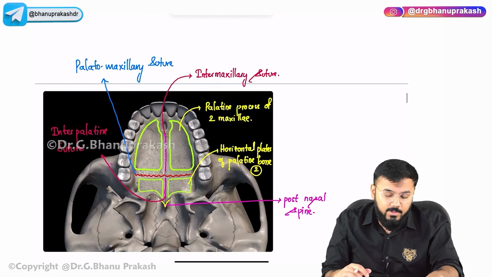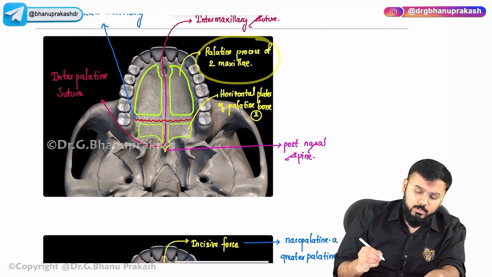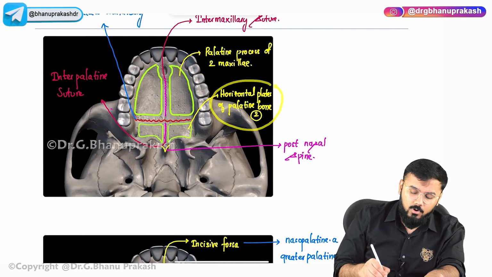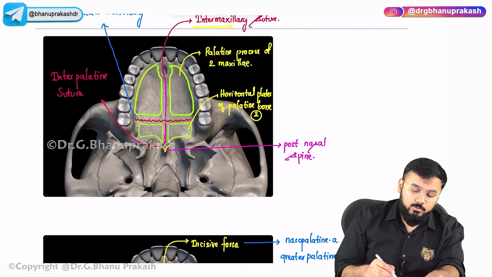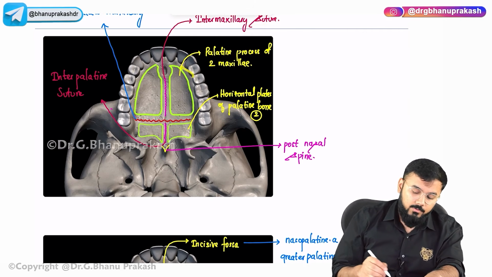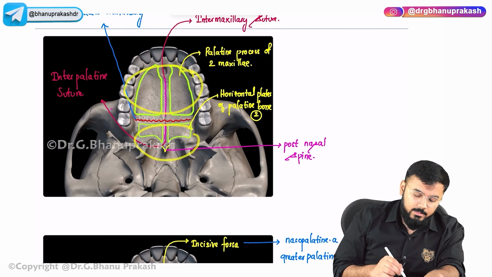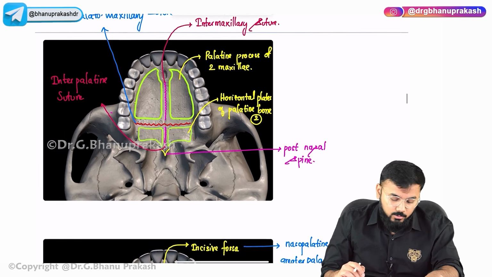We discussed that we have got alveolar arches. Then next we have discussed very easy things: two palatine processes of maxillae, and next we have got horizontal plates of two palatine bones. Between them the suture is intermaxillary. Between the palatine bones the suture is interpalatine. Between the maxillae and the palatine the suture is, what is this? This is called palato-maxillary suture.